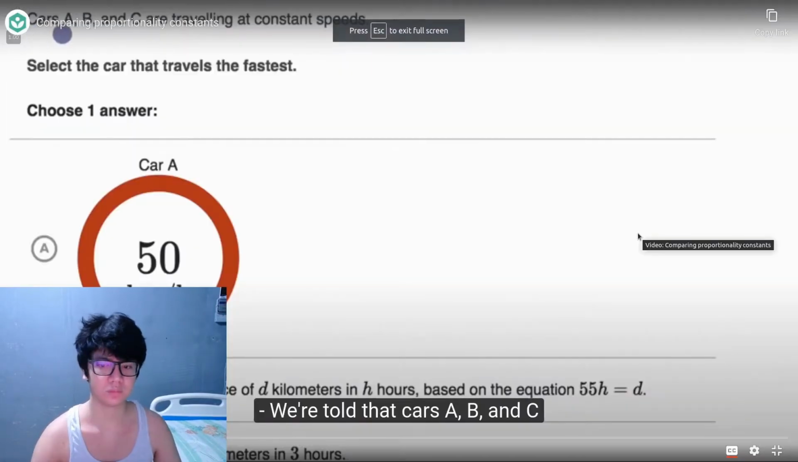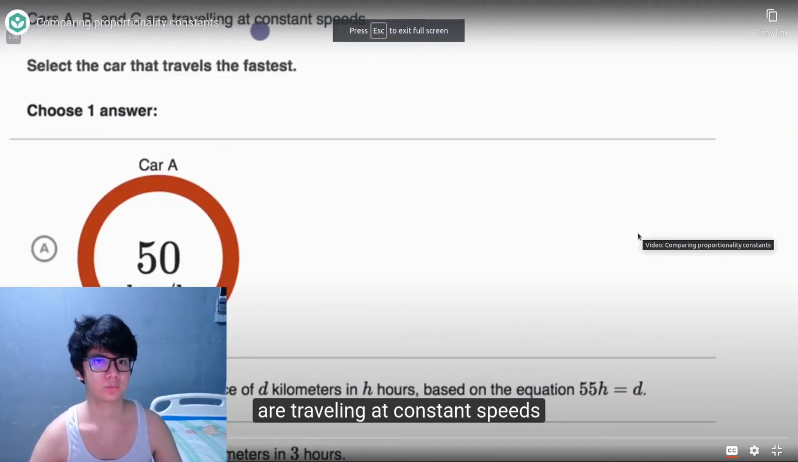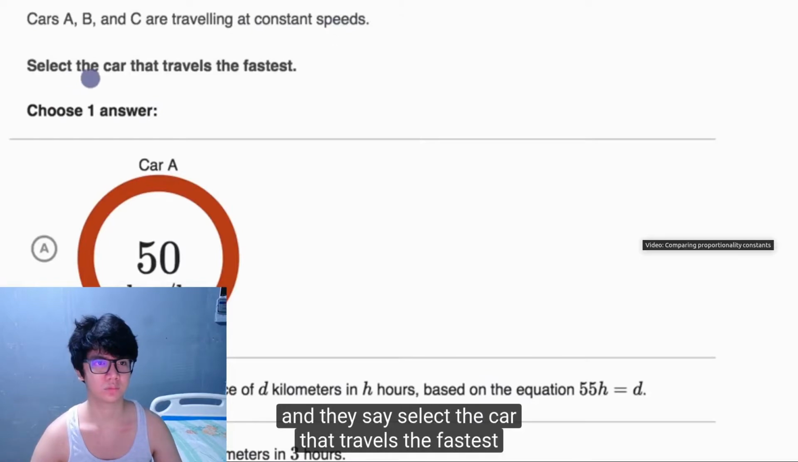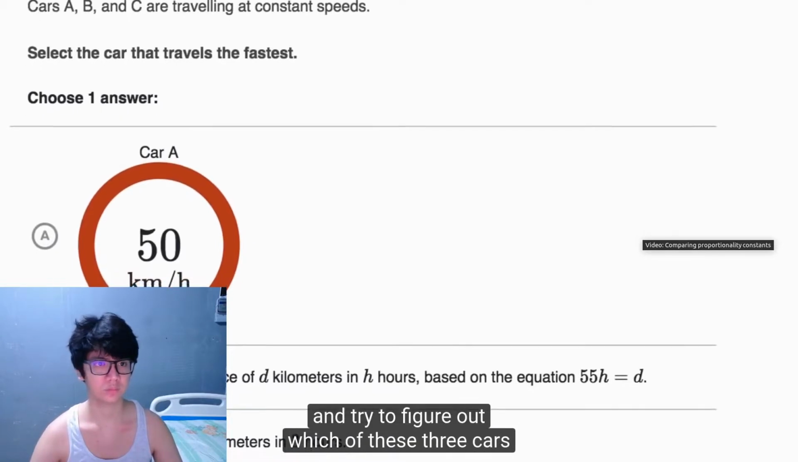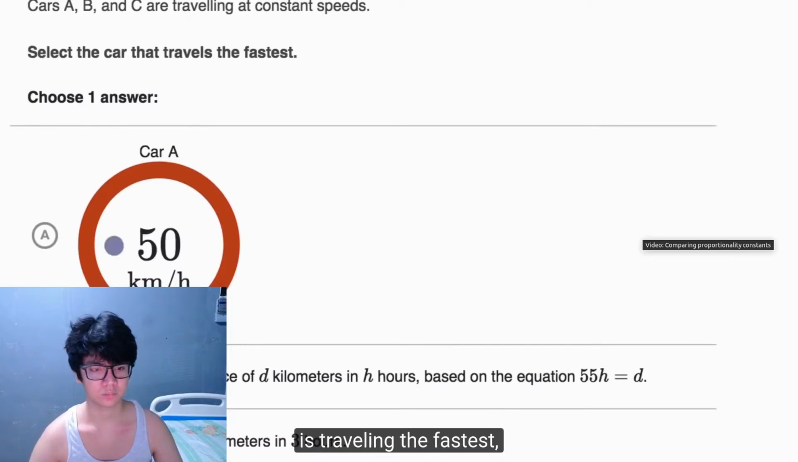We're told that cars A, B, and C are traveling at constant speeds, and we're asked to select the car that travels the fastest. We have these three scenarios here. I encourage you to pause this video and try to figure out which of these three cars is traveling the fastest: car A, car B, or car C.